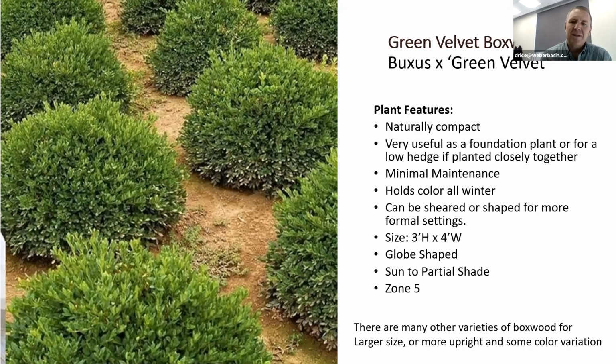They're thick and dense. If you like this, some are going to be more naturally globe-shaped. Some would have to be pruned to be globe-shaped. But the green velvet is more of a globe-shaped boxwood. Like I mentioned in the slide, there are lots of boxwoods. Some are larger, some are smaller.